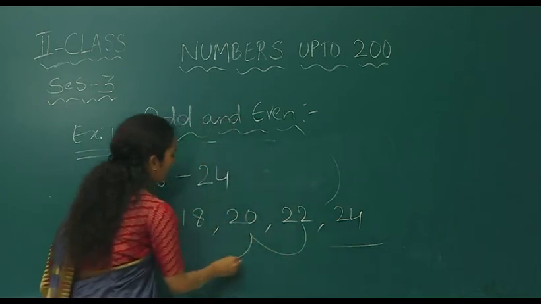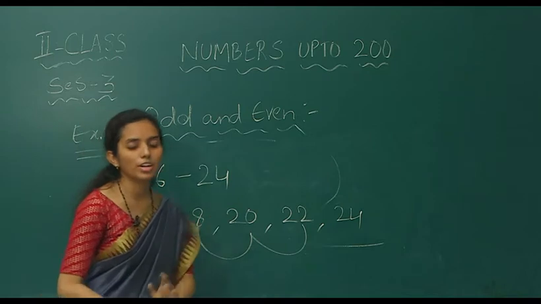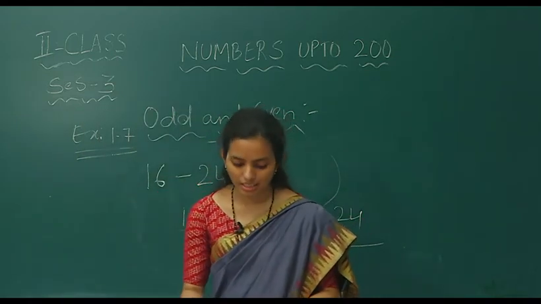So how many numbers are there? There are 3 numbers between 16 and 24, and in the same manner you can do the remaining examples.